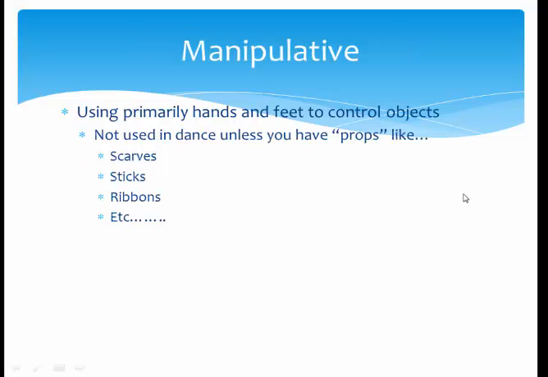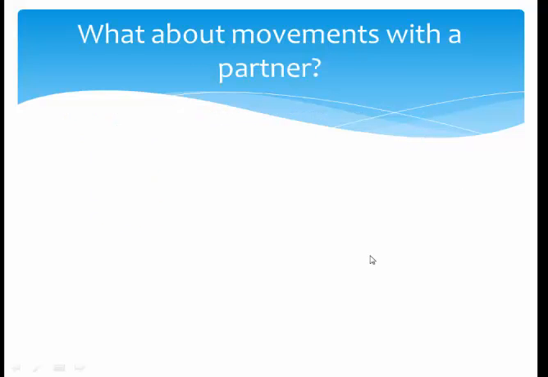And then the third category is manipulative skills. So this is primarily using your hands and feet to control objects. In sport, we think of controlling something like a ball or a racket, a club, anything like that. And typically we're not using these types of skills in dance unless we're using props like drumsticks or scarves or ribbons, something like that. So if you're just using your body, yes, you're moving your body. You could even say you're manipulating different parts of your body, but the types of movements we're doing are actually locomotor and non-locomotor skills.